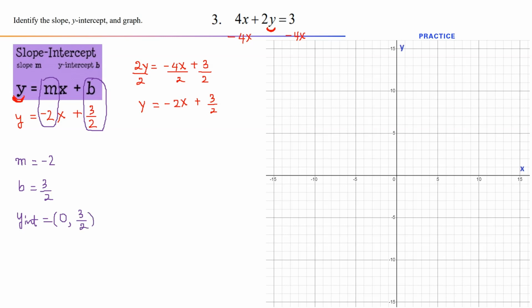Okay, negative 2, you can rewrite as negative 2 over 1 or 2 over negative 1. This one means you go down 2 units. This one means you go right 1 unit. This one is go up 2 units. This one is go left 1 unit. And remember, we have negative m. The graph should look like that.